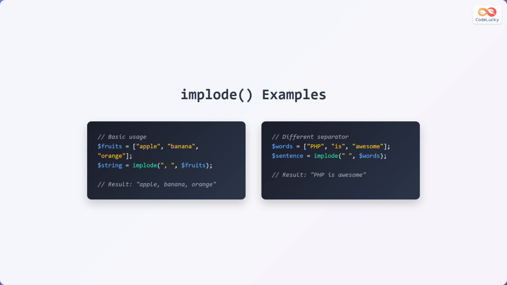Now let's look at another example with a different separator. We have a words variable, which is an array containing the values PHP, is, and awesome. Then the sentence variable is assigned to the result of calling the implode function. The parameters passed to it are the separator, which is a space, and the words variable. The result is the string "PHP is awesome".